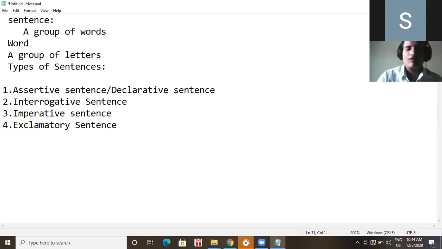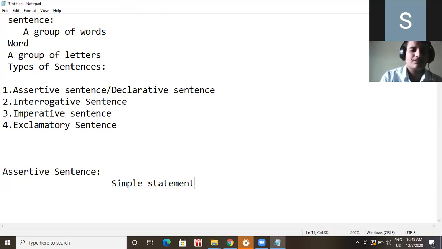First of all, we have to discuss what is an assertive sentence. Assertive sentence means it is called a simple statement. How do we identify it? It is a simple statement. It starts with a subject and ends with a full stop.